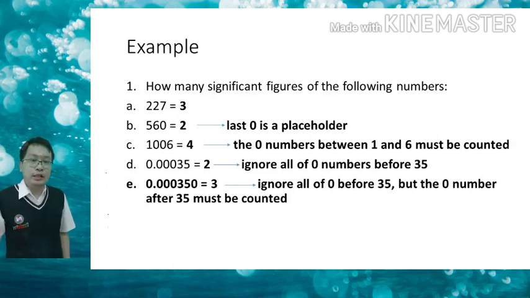Next, we go to part C. Part C, how many significant figures of 1006? The difference with part B, if part B 560, the 0 at the last. If part C 1006, the 0, the 2-digit 0, position in the middle. So you have to count the 0. The difference with the part B, 0 at the last, you don't need to count. But if C, the 2-digit number of 0 in the middle, you have to count it. Basically, the total significant figures of 1006 is 4. We count 1, 0, 0, and 6.